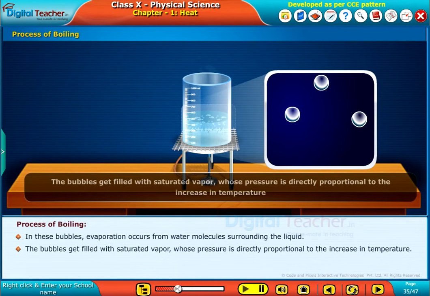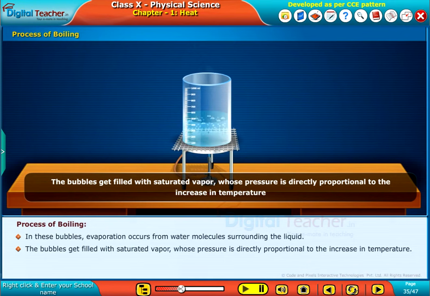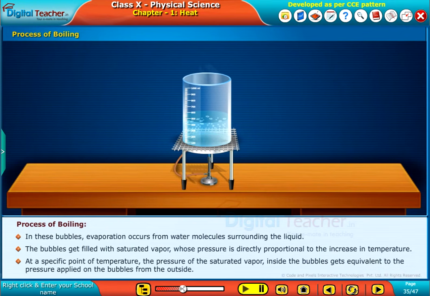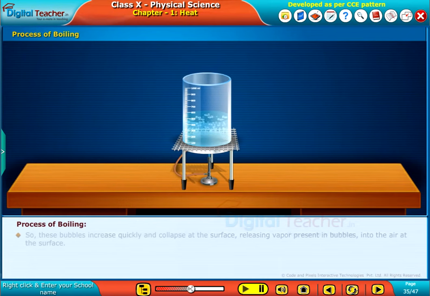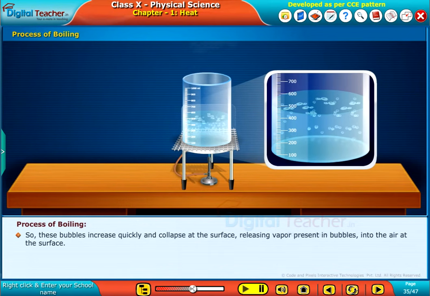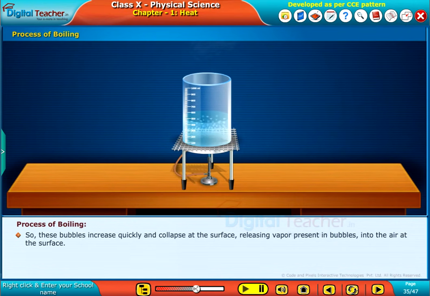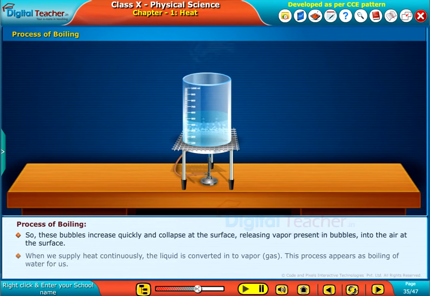The bubbles get filled with saturated vapor, whose pressure is directly proportional to the increase in temperature. At a specific point of temperature, the pressure of the saturated vapor inside the bubbles gets equivalent to the pressure applied on the bubbles from the outside. So these bubbles increase quickly and collapse at the surface, releasing vapor present in bubbles into the air at the surface. When we supply heat continuously, the liquid is converted to vapor or gas.